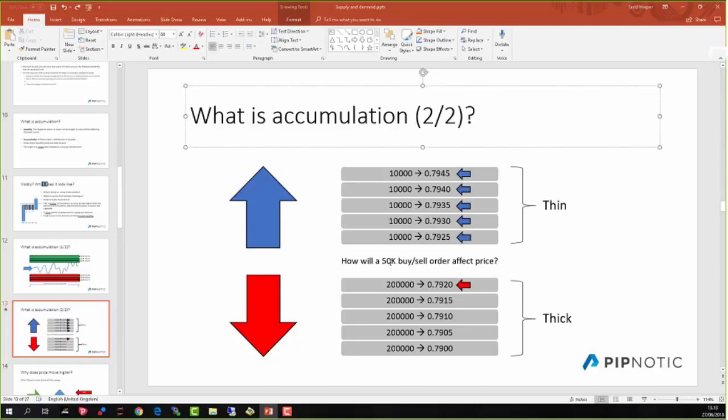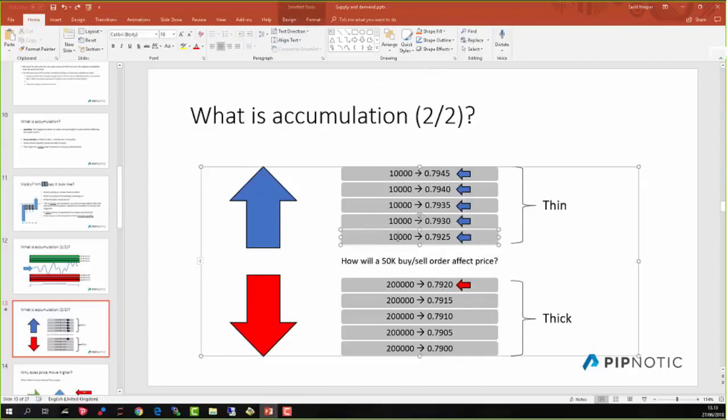Price, the first 10,000 of this 50,000 block is going to consume this. When that happens, in order to fill the remaining 40, it's going to have to go up to this one. Now we've filled 20, we need to fill 30. We go up to the next one, we filled 30, we need to fill 20. We filled 40, we need to fill 10.